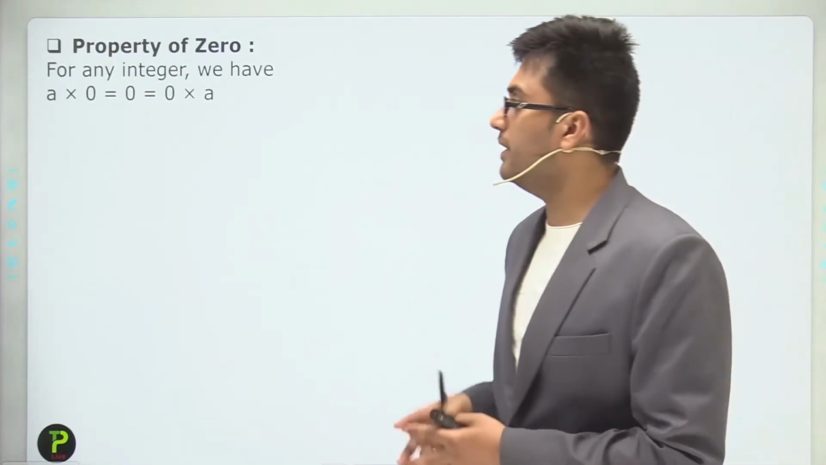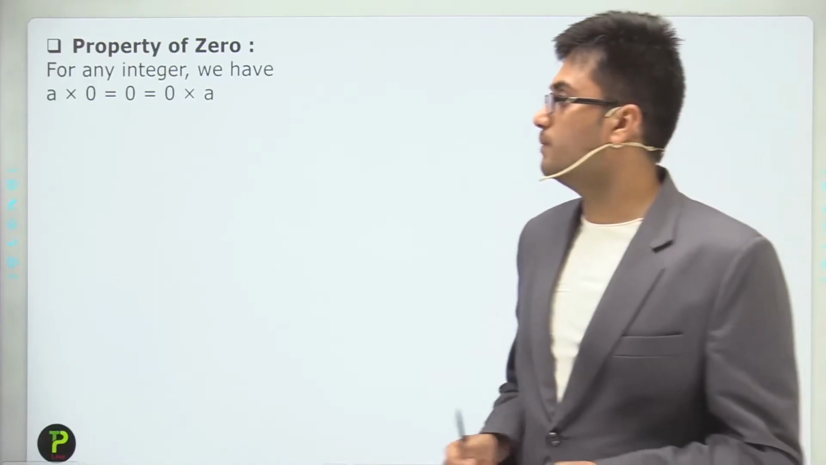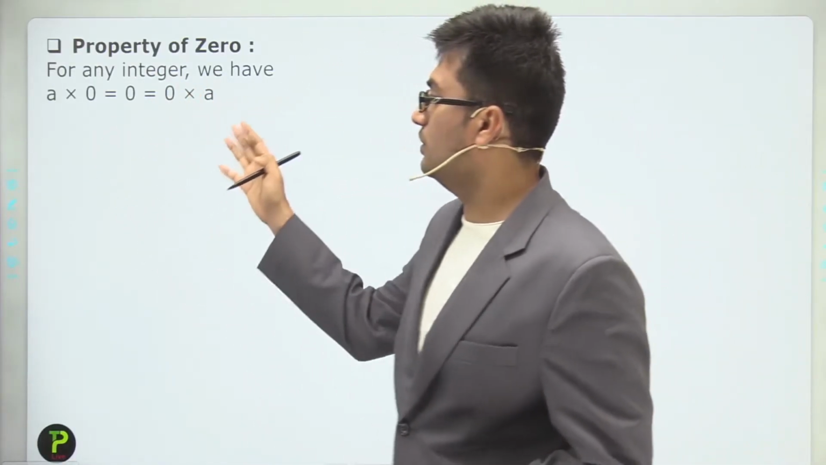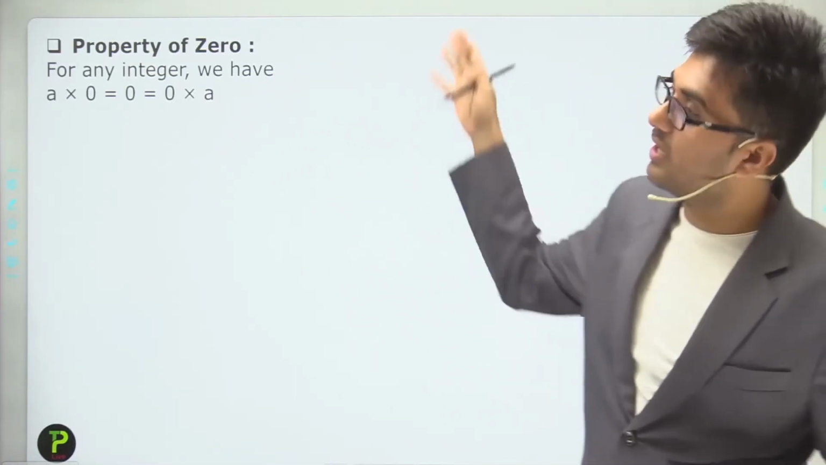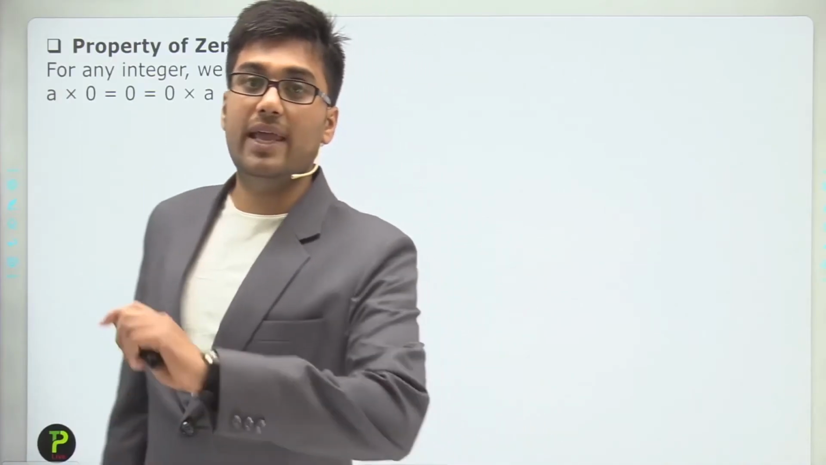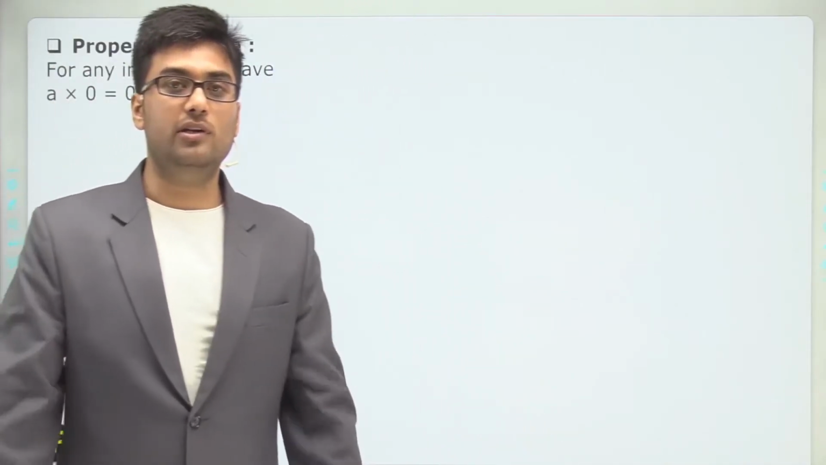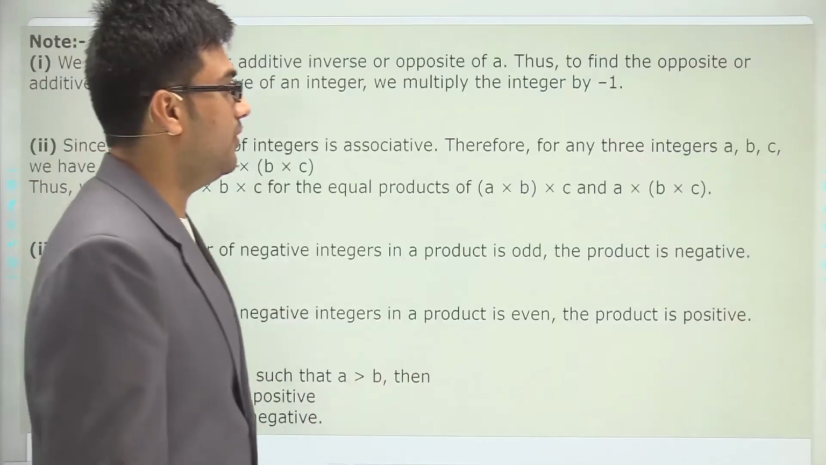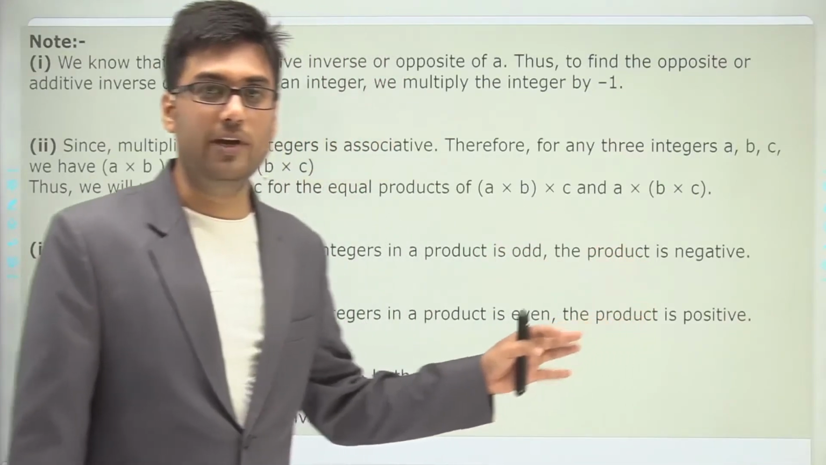Now the next property was the property of 0. For any integer, we have a multiplied by 0 equal to 0, or 0 multiplied by a is what? Again it is 0. So when we multiply 0 with any integer, the product should be what? It is 0. Clear?